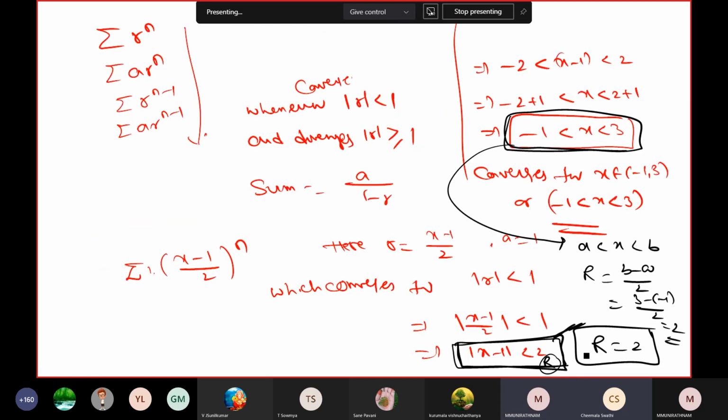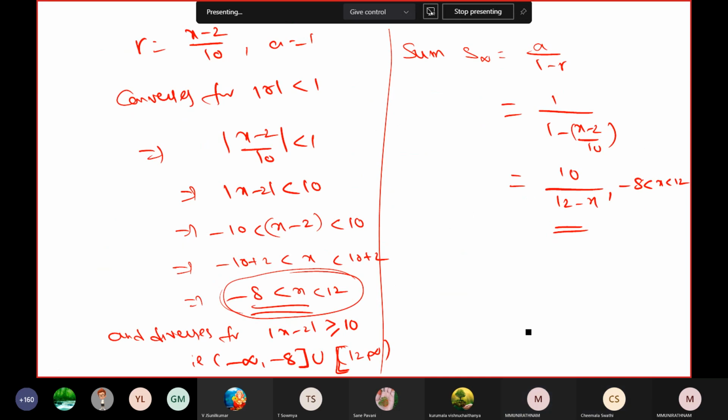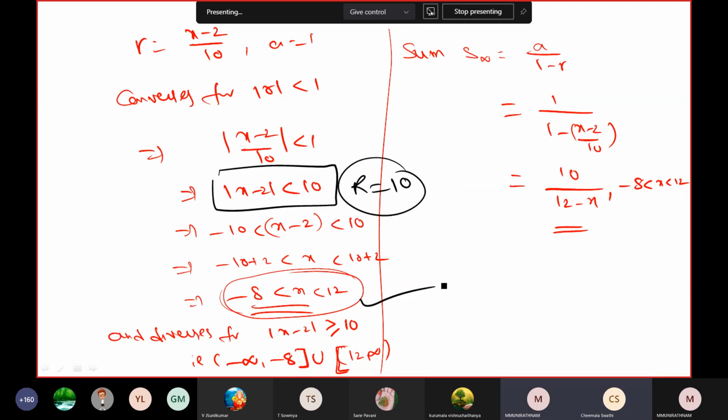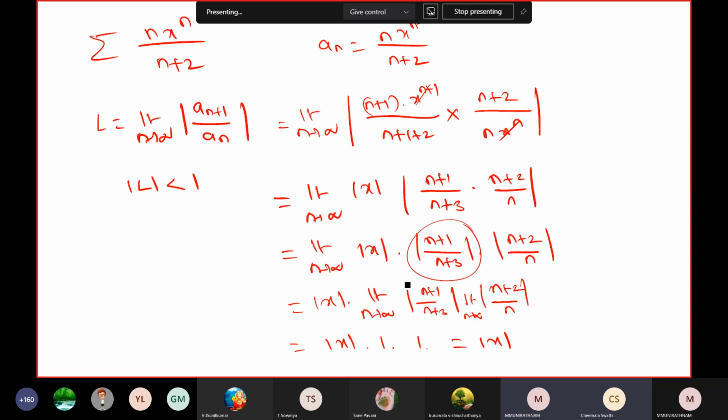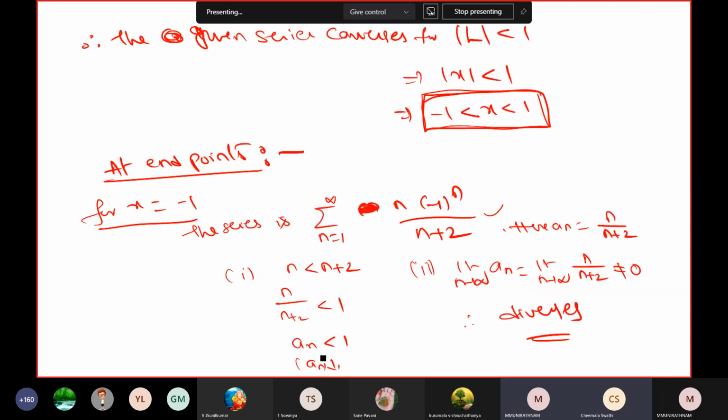Can you tell what is the radius of convergence of this? Radius of convergence, 10, sir. Very good. This is r equal to 10. You can do it from here too, no problem. What is the radius of convergence of this? 1, sir. Yes, r equal to 1.